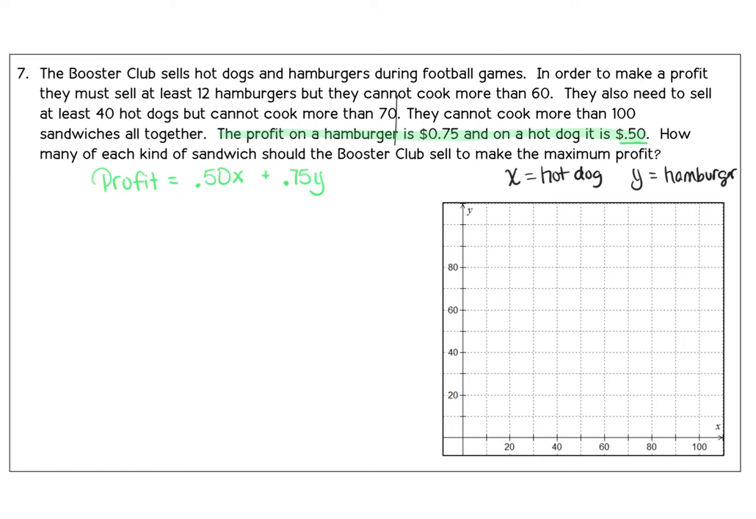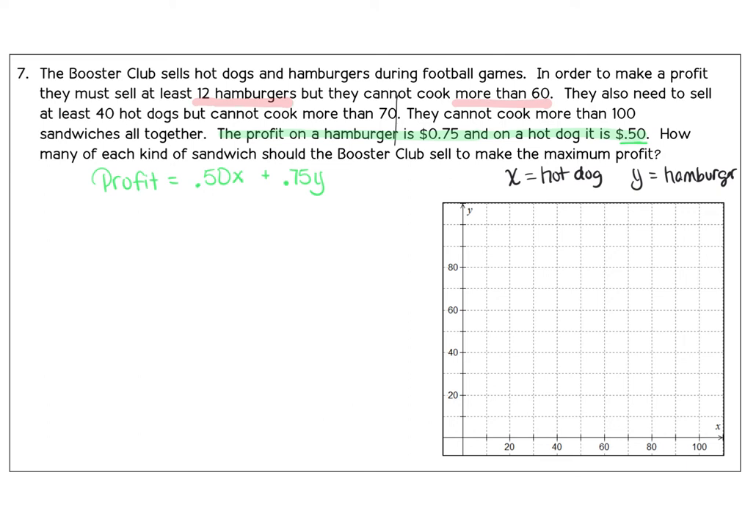Now I'm going to look at constraints. By definition, constraint should bring up the thought of a limitation, okay? And so I'm going to look at what limitations they have given me. They have given me 3 limitations. The first limitation they said dealt with hamburgers. I have to sell at least 12, but not more than 60. So my hamburger amount has to be between 12 and 60. A minimum of 12, a maximum of 60, okay?